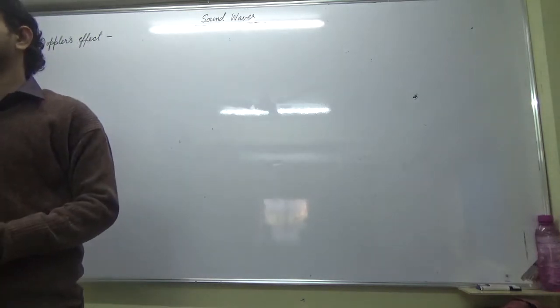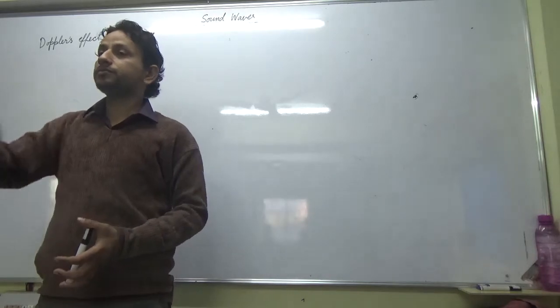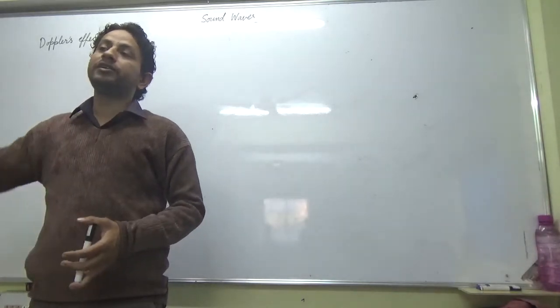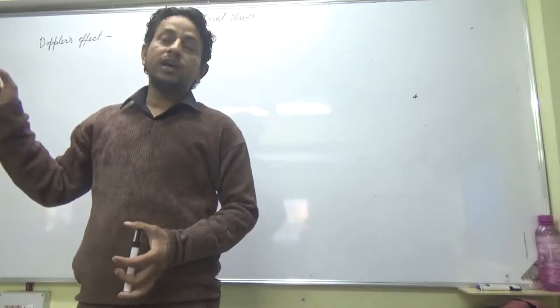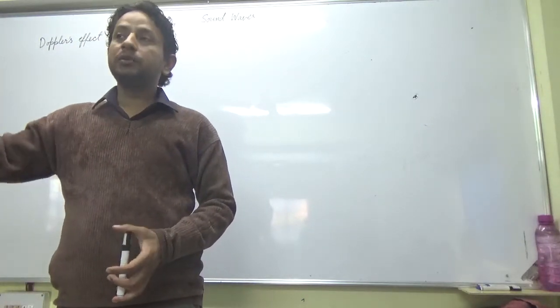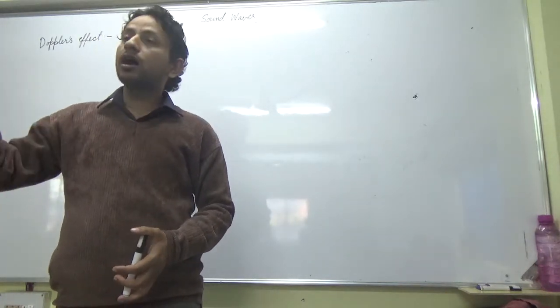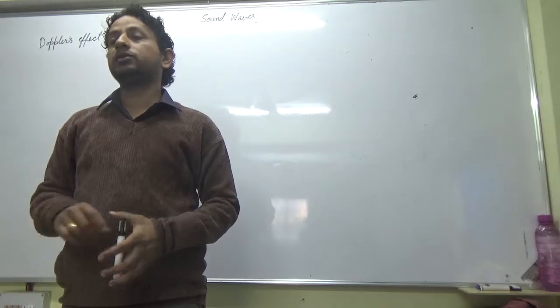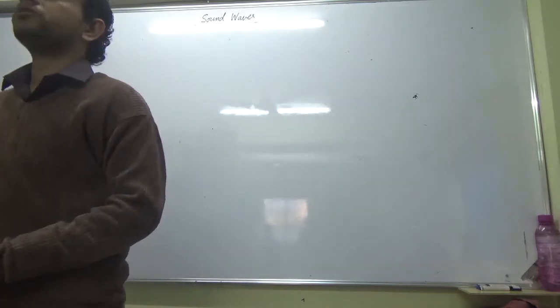Okay, this means if a train is coming towards you, you are on a platform, and the frequency of the whistle emitted by the train is, suppose, 1000, then you may hear a higher frequency. That is due to the Doppler effect. So, write down, what is the Doppler effect?